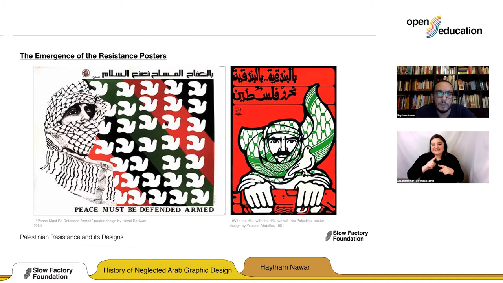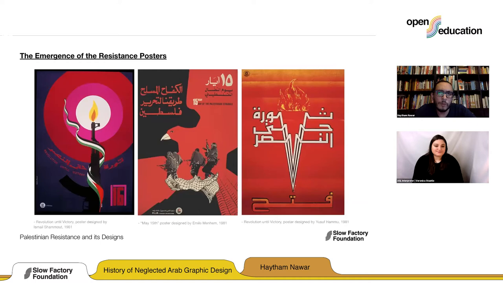And here to the right side, Egyptian designer Helmi Touni, which is again with the rifle. With the rifle, we will free Palestine. And again, you see the rifle, you see the machine gun, but you see at the same time the dove. Another way of presenting the Palestinian resistance that you can see here is the flame, which shows hope for the movement and the political party Fatah. You can see here Revolution Until Victory. Those are three different posters.